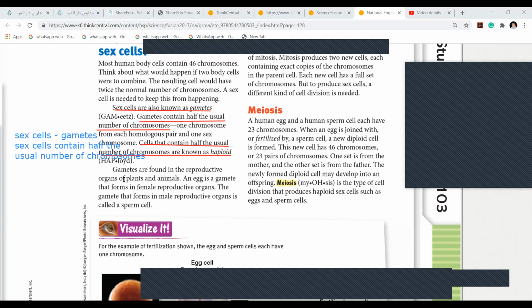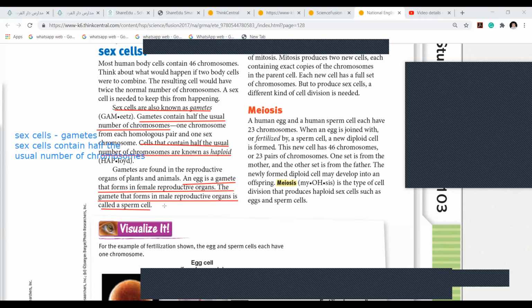Coming to here. Gametes are found in the reproductive organs of plants and animals. Even sex cells are there in plants and animals. An egg is a gamete that forms in the female reproductive organ. The gamete that forms in the male reproductive organ is called a sperm cell. Please highlight this.